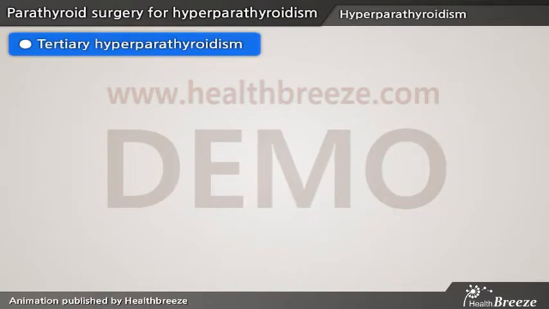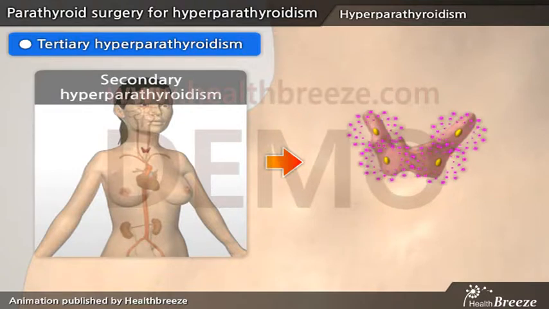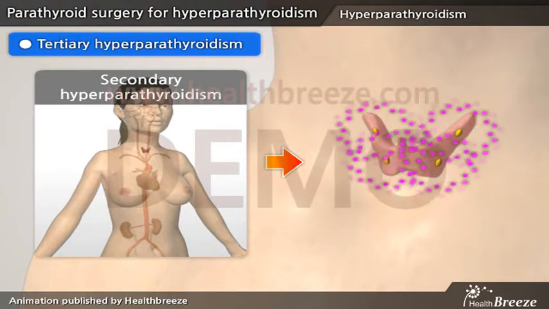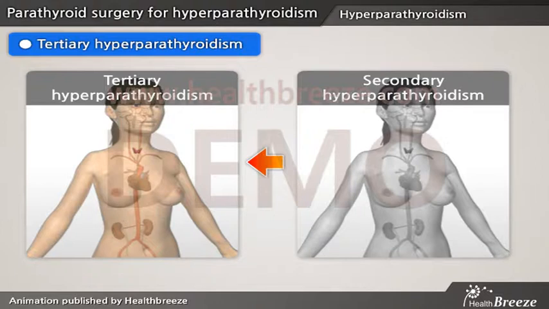Tertiary hyperparathyroidism. A prolonged state of secondary hyperparathyroidism and stimulation for excessive parathyroid hormone production may ultimately lead to autonomous parathyroid gland function, referred to as tertiary hyperparathyroidism. The diagnosis is established when hyperfunction of the parathyroid glands persists even after the cause of secondary hyperparathyroidism has been corrected.